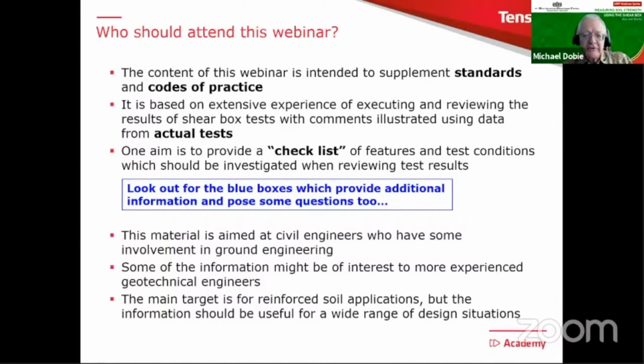So the material is aimed at civil engineers in general who have some involvement in ground engineering, which is all civil engineers really. And it might be of interest to more experienced geotechnical engineers, but the main target is looking at the strength properties of fills, in particular for reinforced soil applications, because that's the field that we work in. And of course, this is vital information when you're looking at the design of these structures.